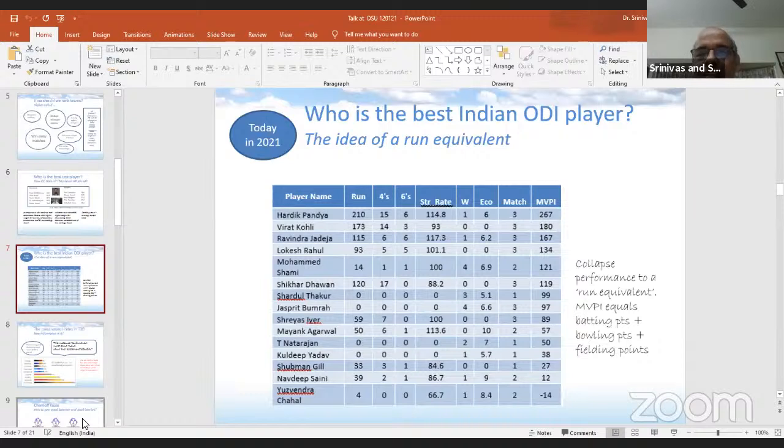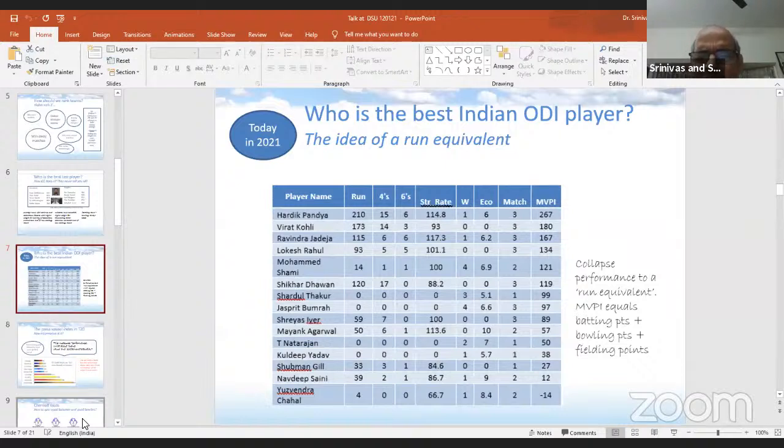And that's it. In a sense, Hardik Pandya in those 3 matches, as a bowler, as a batsman, and as a fielder, contributed 267 runs. So they're not runs off the bat, but they are an equivalent of 267 runs. Obviously, if you take a catch, then we give you points as well.